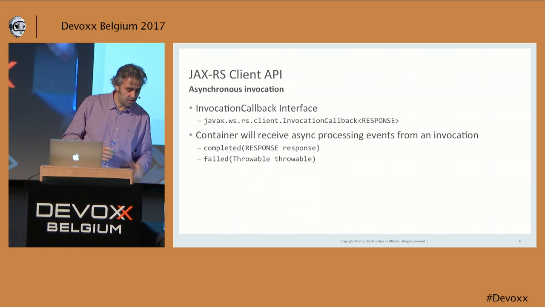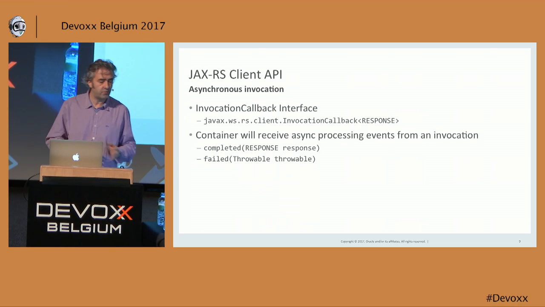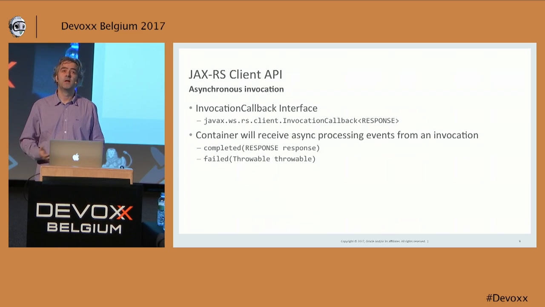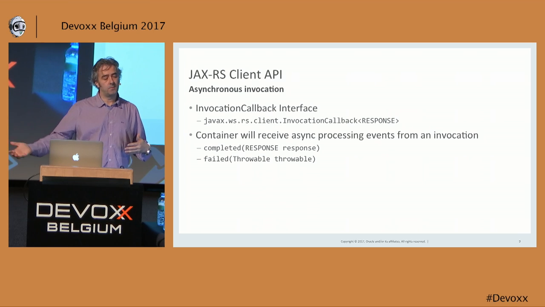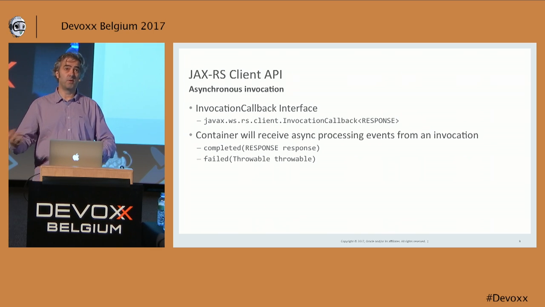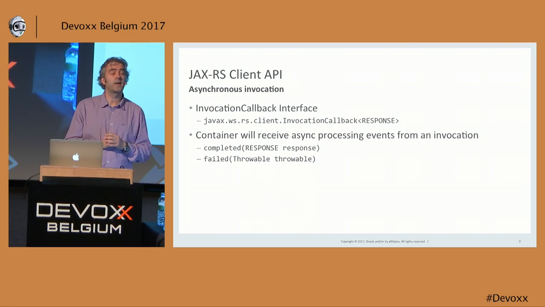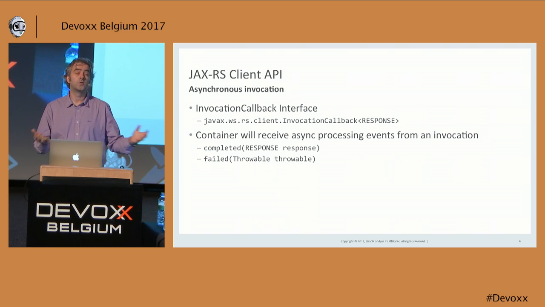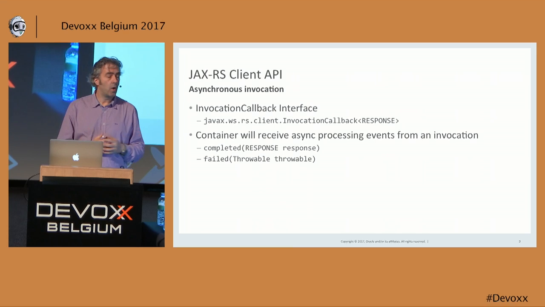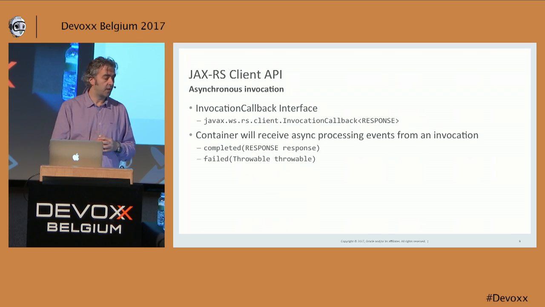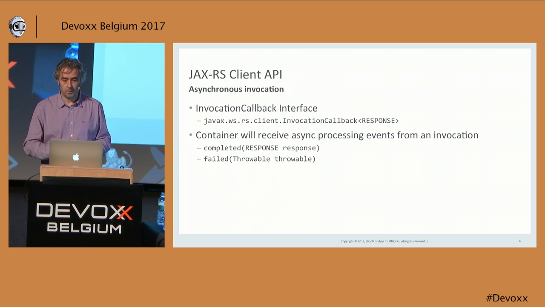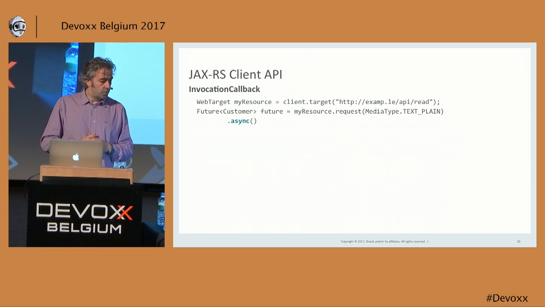The good news is that in JAX-RS 2, we have also added an invocation callback facility to basically overcome that issue with the async behavior that is blocking. So we have an invocation callback with two callbacks, completed and failed. So completed will obviously be invoked when we have the result from the remote endpoint, and failed will be invoked if something goes wrong. So it works like this.